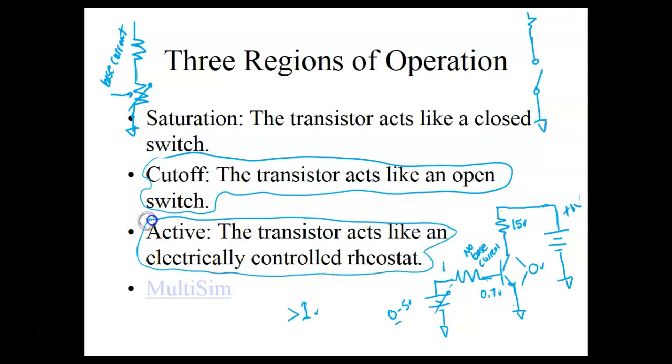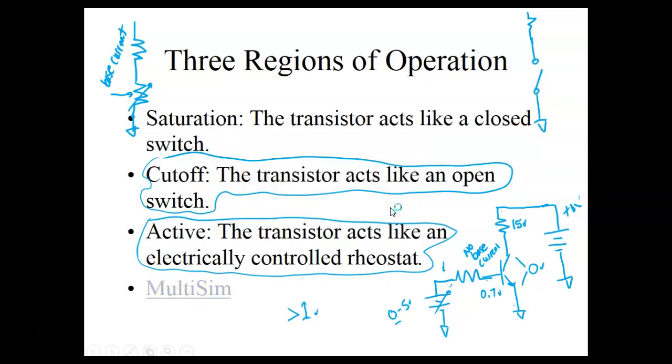And what do we do with a rheostat? We use a rheostat to control a current. We use a potentiometer to control a voltage. And of course, that was the same simulation I just showed y'all. I varied it between saturation and cutoff.